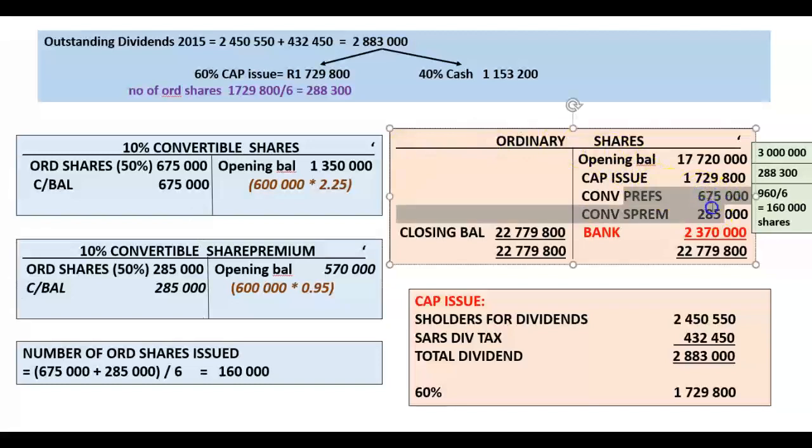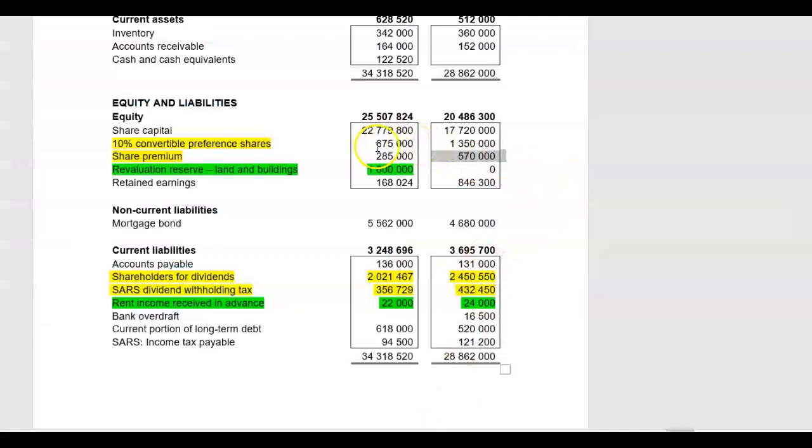So when I work out the number of shares, I don't need it in this question, but I could have needed it, it would have been those two together, which is 960,000 Rand, divided by 6 Rand a share, which gives me 160,000 shares. So if you look at the closing balance of your convertible shares, it's 675,000, and the closing balance of the share premium account is 285,000, which will balance back exactly to what you have on your statement of financial position.